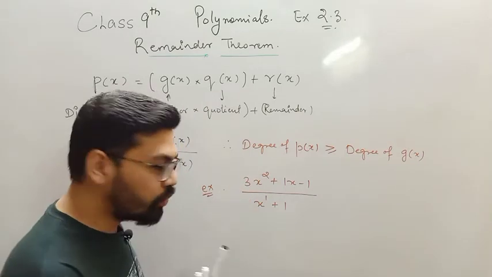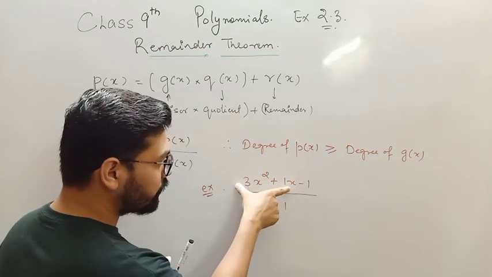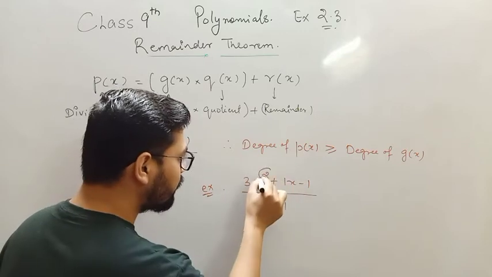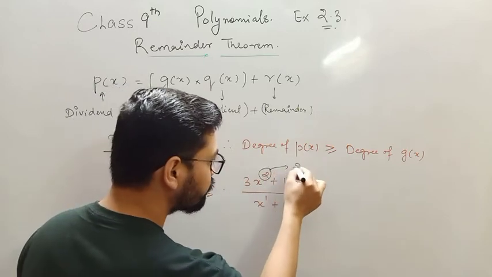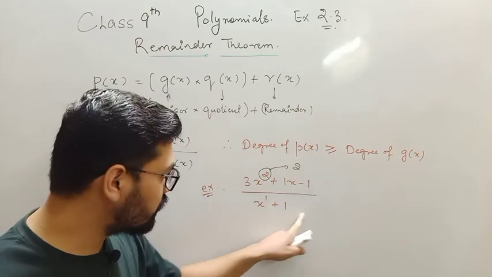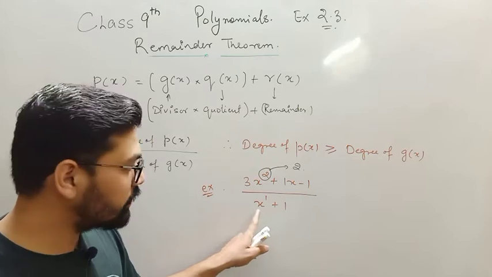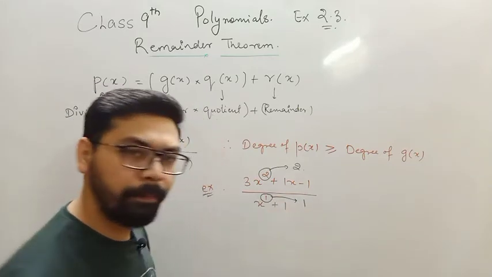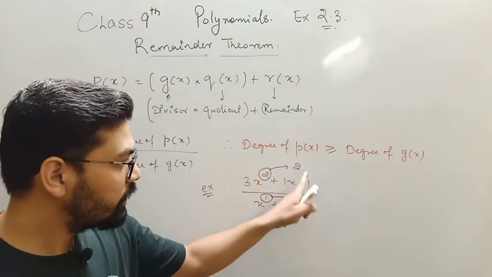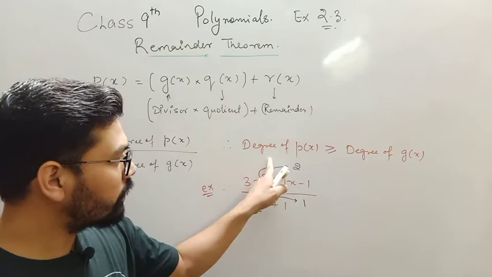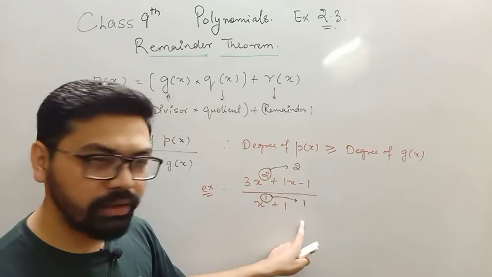If I ask you what is the highest degree of this dividend, you will definitely say, sir, 2. And here, what if I ask you what is the highest degree of the denominator or the divisor, you will exactly say, sir, 1, right? This is the highest degree. So 2 is greater than 1. So there is one example for degree of p(x) greater than degree of g(x).